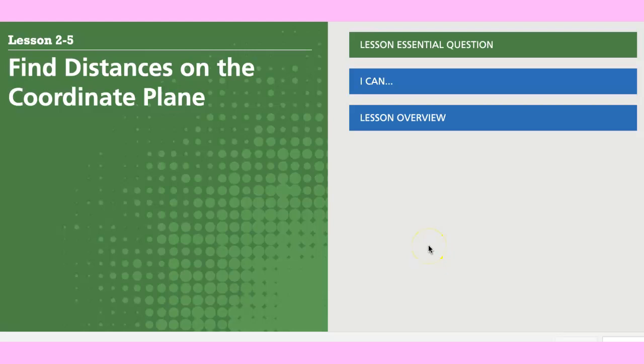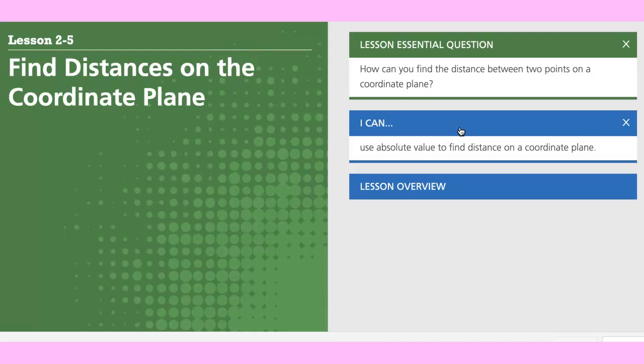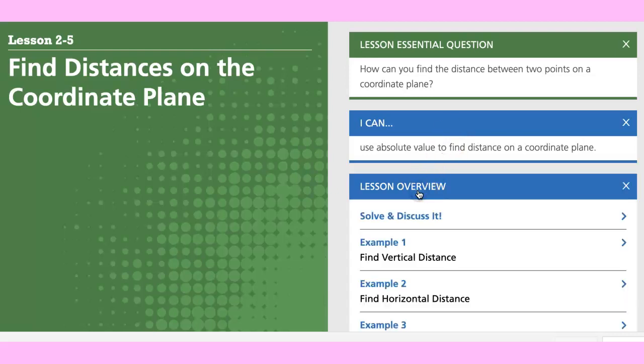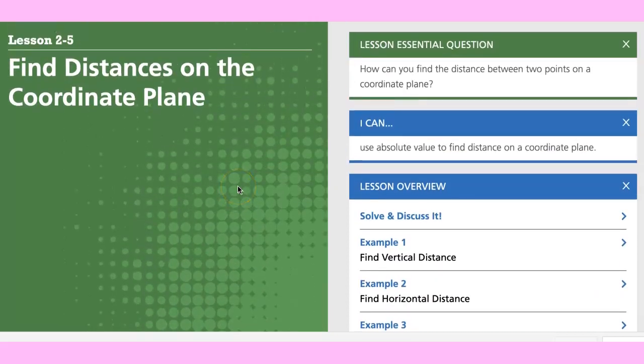Everyone, we're here again for our next lesson: find the distances on the coordinate plane. Our essential question will be, how can you find the distance between 2 points on the coordinate plane? We could use absolute value to find the distance on the coordinate plane. Our overview for this lesson is the vertical distance, the horizontal distance, and let's solve some problems involving distances using the coordinate plane. Alright, with that, let's start.